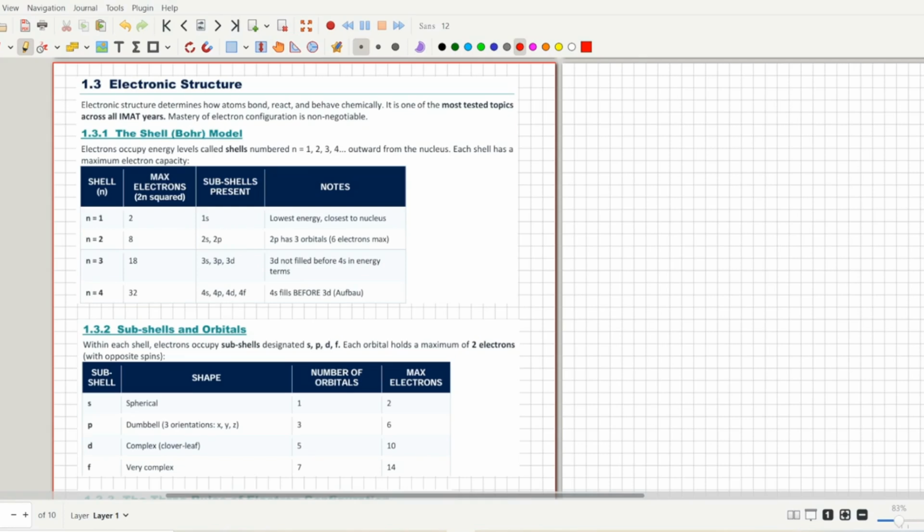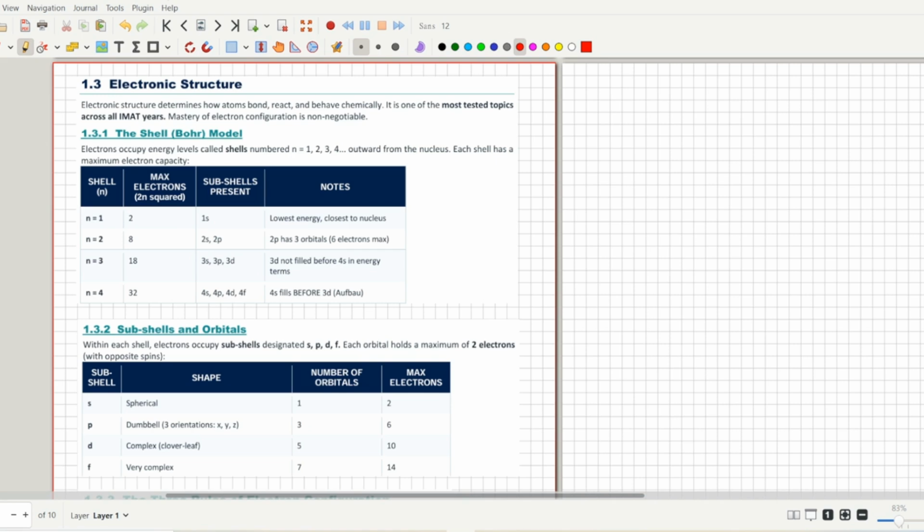Okay, so the next topic is about electronic structure. Electronic structure determines how atoms bond and behave chemically. It is one of the most tested topics across IMAT. We will be going from base to the complex questions, and how many questions and how many types of questions could be asked from this topic.